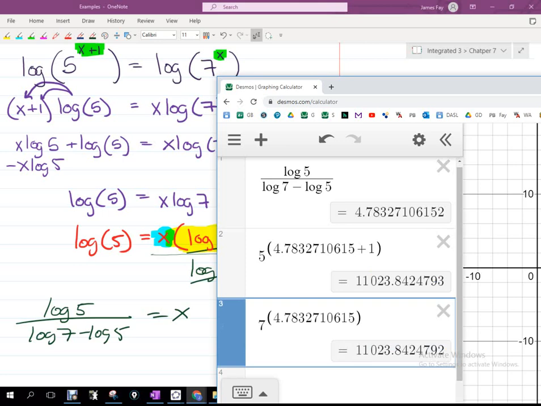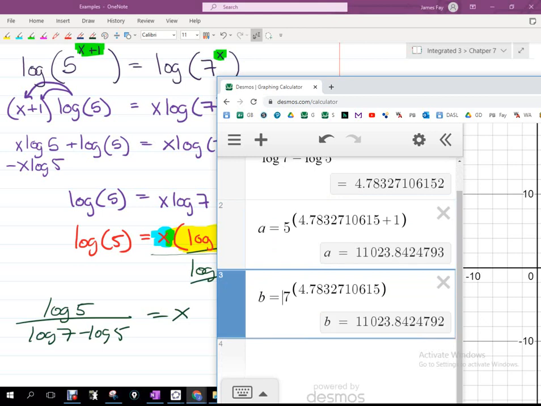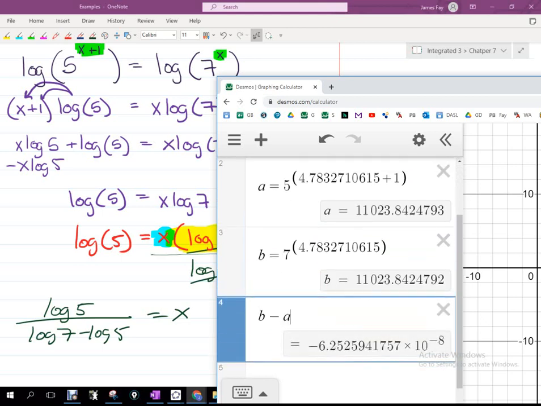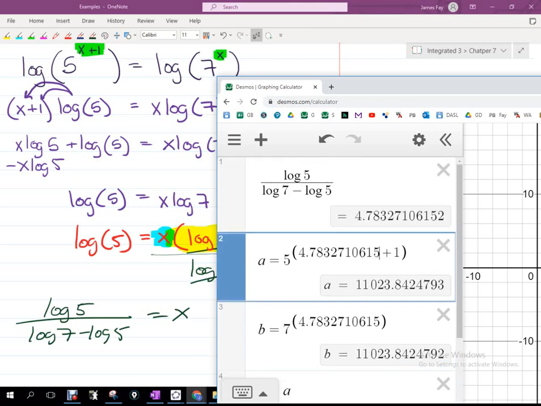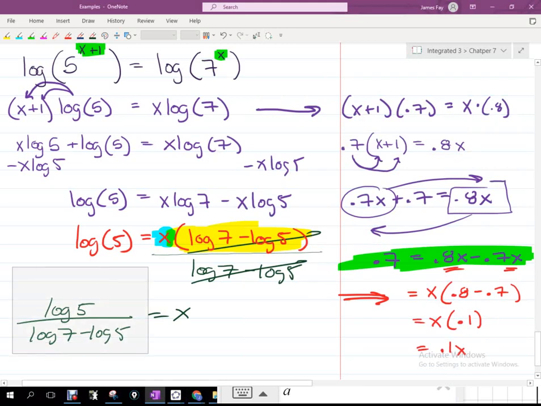Pretty close, right? If I call this one A, and call that one B, to see if there is a difference, we can go B minus A, or A minus B, and I don't get 0, but I get 7, a decimal point, 7 zeros, and then 6, right? So these are the same to 7 decimal places. And the reason that they're not is that that number right there is rounded when I type it in there. So close enough for our purposes. This is the exact answer. Is that okay with everybody? Okay.